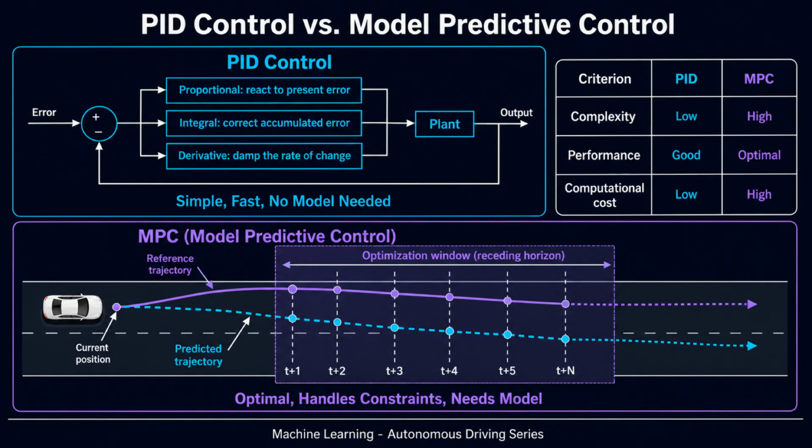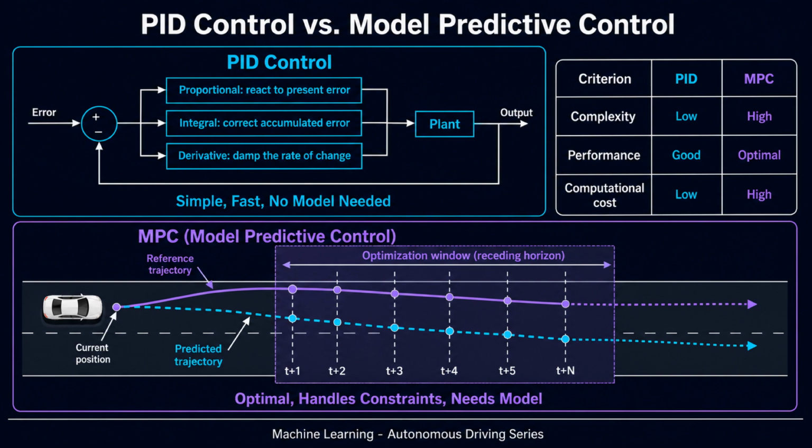PID control is the workhorse of engineering. It uses three terms: proportional, which corrects based on current error; integral, which corrects based on accumulated past error; and derivative, which corrects based on the rate of change. PID is simple, fast, and requires no model of the vehicle. However, it reacts to errors rather than anticipating them.